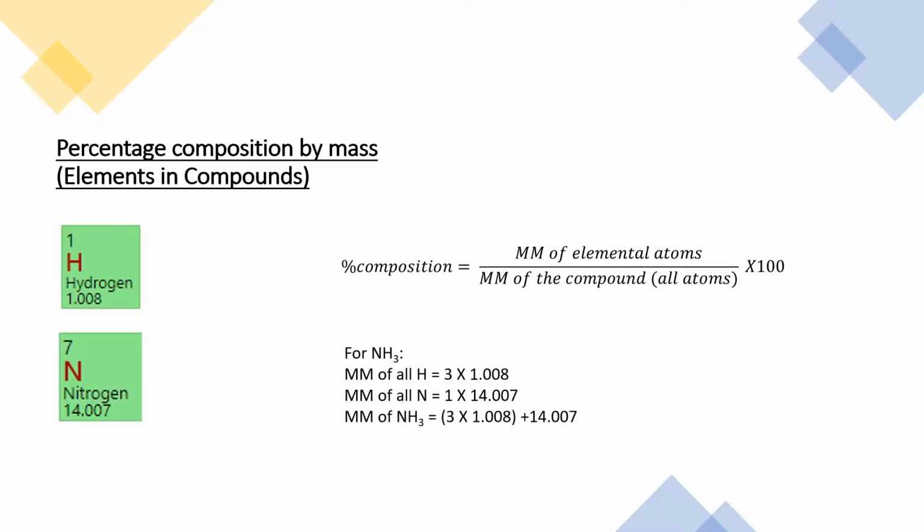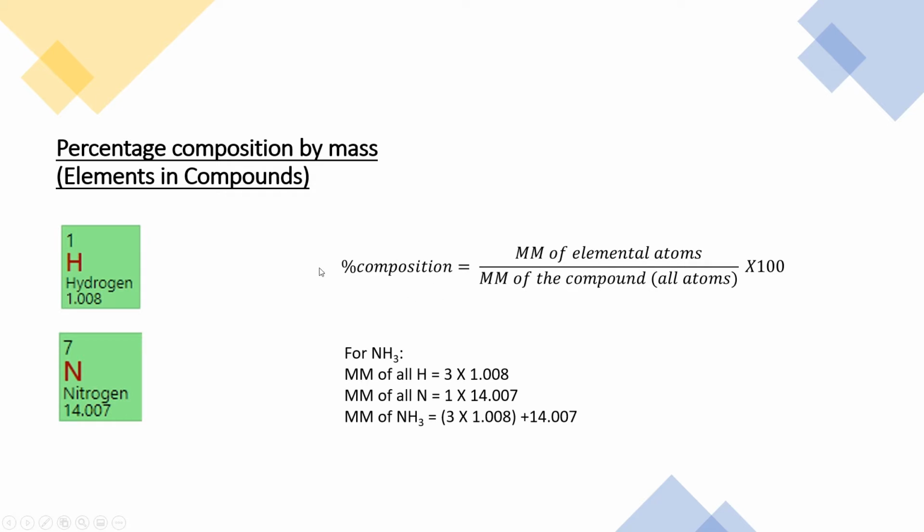Now we've already started to do some percentage composition calculations, and in that we were looking at components of mixtures, so the percentage of mass of a particular part of a mixture once it was separated. In this particular version of the calculation, what we're looking at is elements that are in compounds.